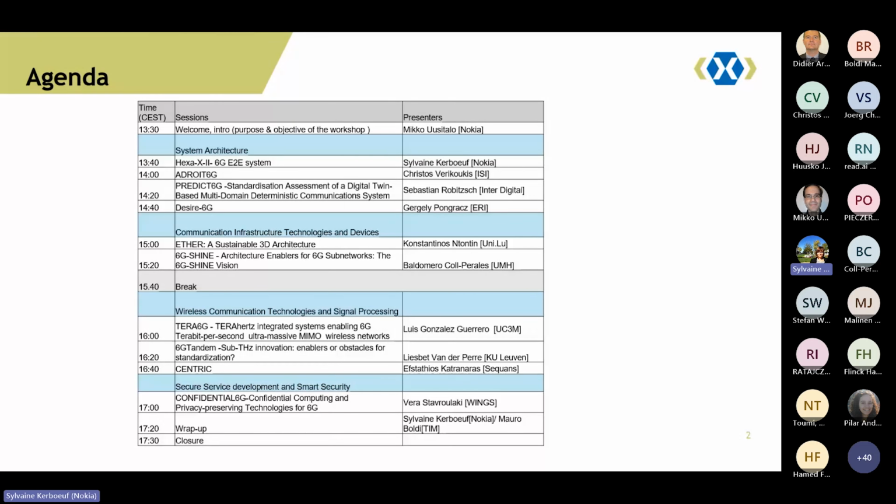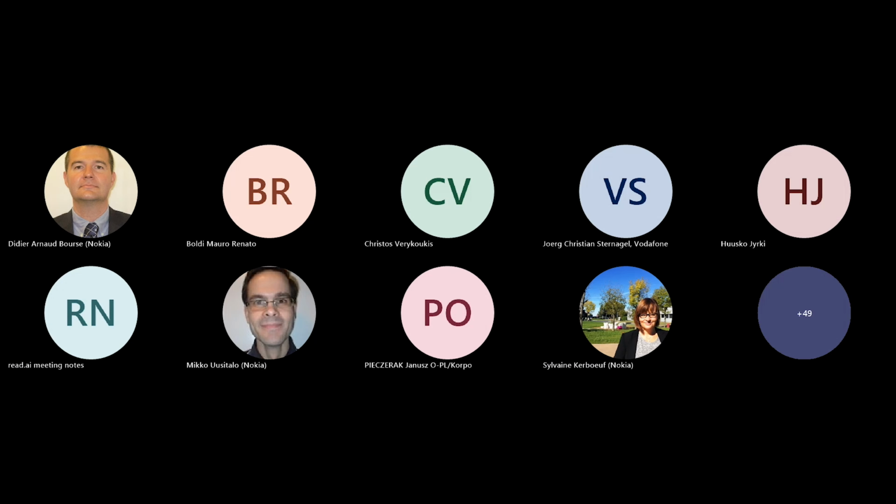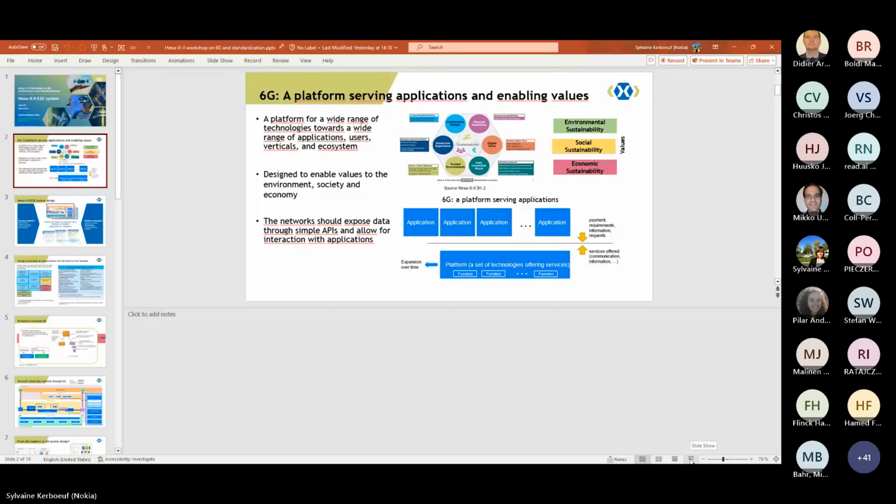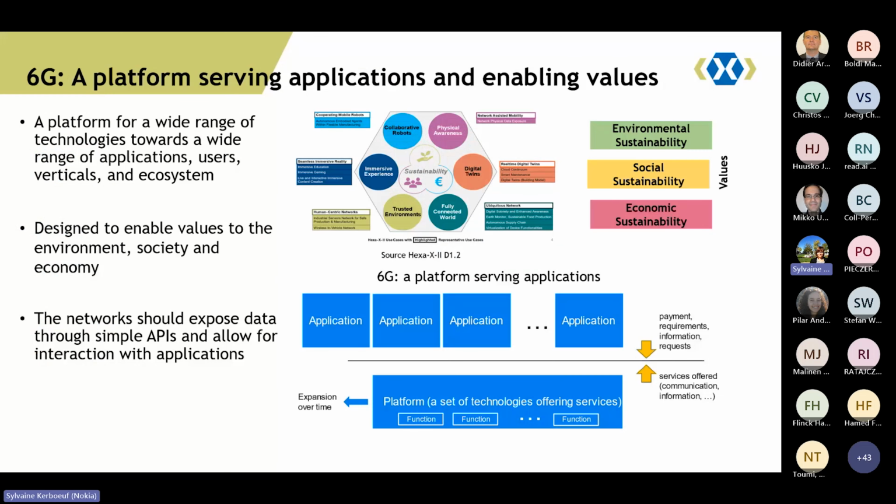And in Hexa-X-II, our starting point is that 6G is a platform that allows interaction with application. Sorry. Yes, we can see the agenda. We cannot see your presentation. Okay, so let me. I will start again. Let me know if now it's working. You can see. Yes, it's working now. Okay, so sorry.